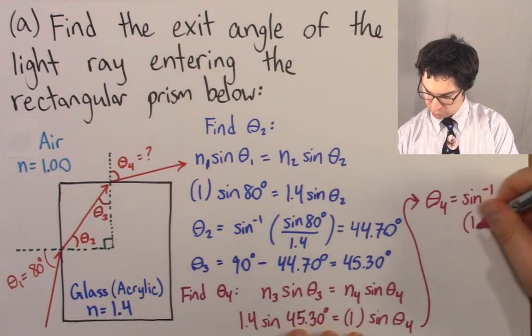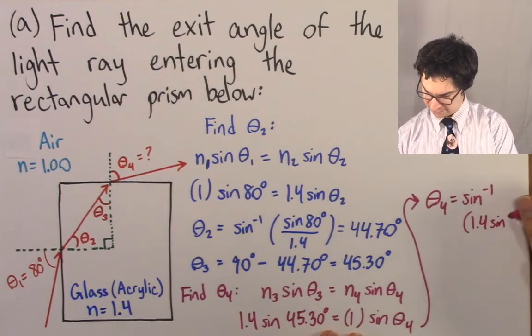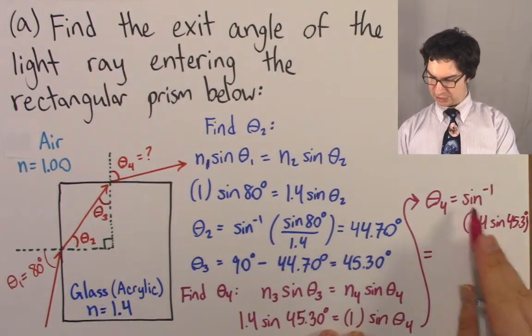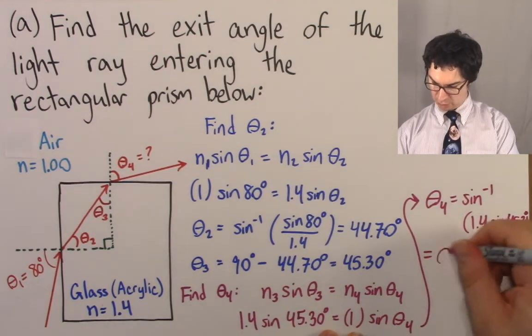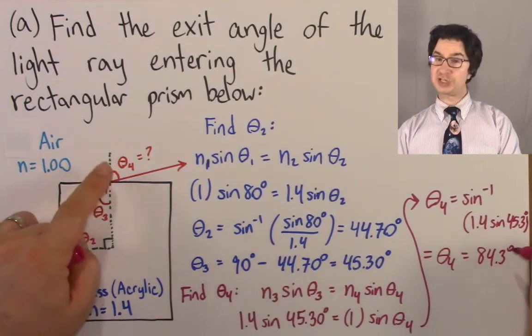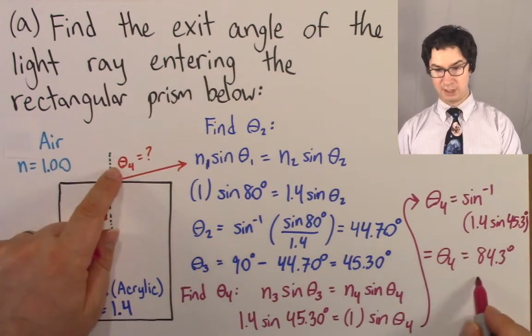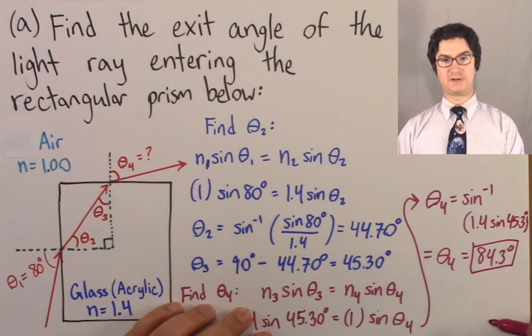So, 1.4 sine of 45.3 degrees. I kind of ran out of room there, but we can calculate sine inverse of 1.4 times sine of 45.3, and you're going to get theta 4 is equal to 84.3 degrees, which is consistent with our diagram, right? Based on how we drew our ray, this angle right here, very plausibly, is 84.3 degrees. So we feel good about that. And that is the final answer.